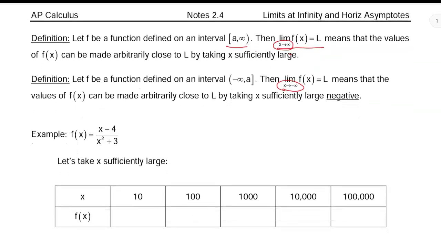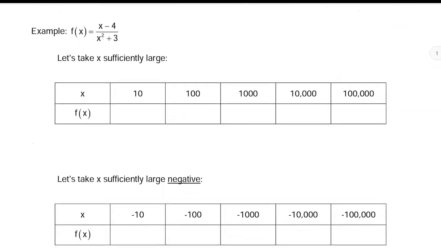We're going to go through that process with this first example. First, we will take x sufficiently large. When x is 10 and you substitute 10 into the function, you get 0.058. Then 100 gets you 0.010. An input of 1000 gives us 0.001 output, and so on.